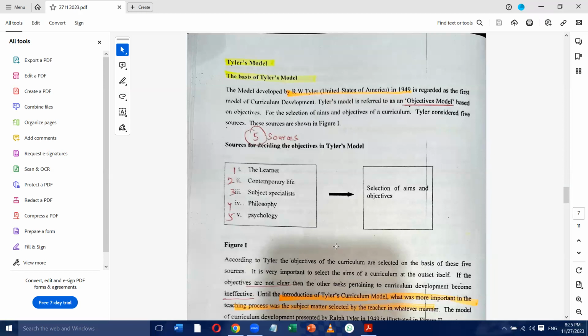So before selecting the aims or the objectives, in order to set up a curriculum, you should consider the five things: the learner, contemporary life, subject specialist, philosophy, and psychology. Right? That is very important.